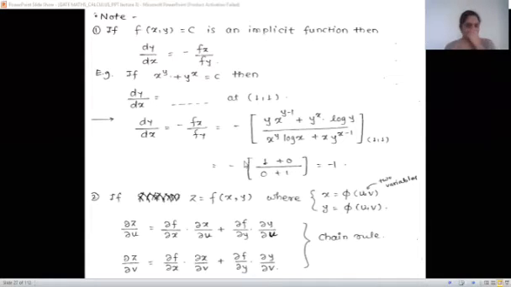Okay. Next is z is f of x, y, where x is phi of u, v and y is phi of u, v. That is, z is a function of x, y and x, y is a function of u and v. So if you want to find dou z by dou u, it is dou f by dou x into dou x by dou u plus dou f by dou y into dou y by dou u. This is chain rule, we know that.